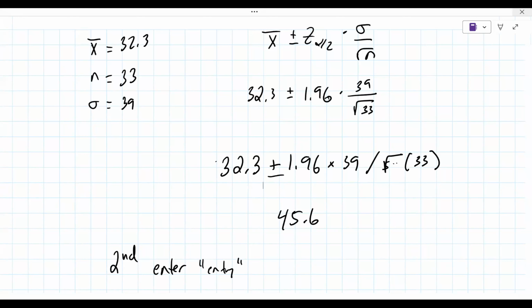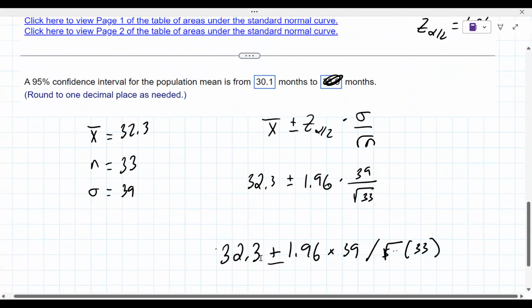I got 18.9, or do I just round that to 19? Yeah, it'd be 19.0. Perfect. Zero, yeah.